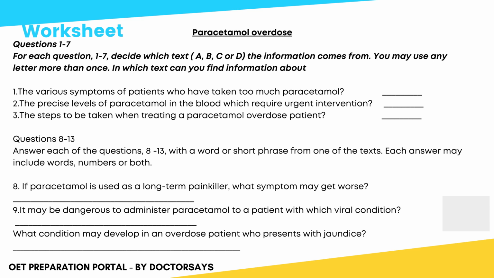The next question is the precise levels of paracetamol in the blood which require urgent intervention. So we need to look for the levels of paracetamol in the bloodstream. So these are the keywords we need to focus on when we are reading our text in the part A, and we need to do a quick skimming over here, where we need to identify where this information is located. We need to look for the symptoms of the patients who have paracetamol overdose, and we need to look for the levels of paracetamol in the bloodstream when there is a paracetamol overdose or when an urgent intervention is required.